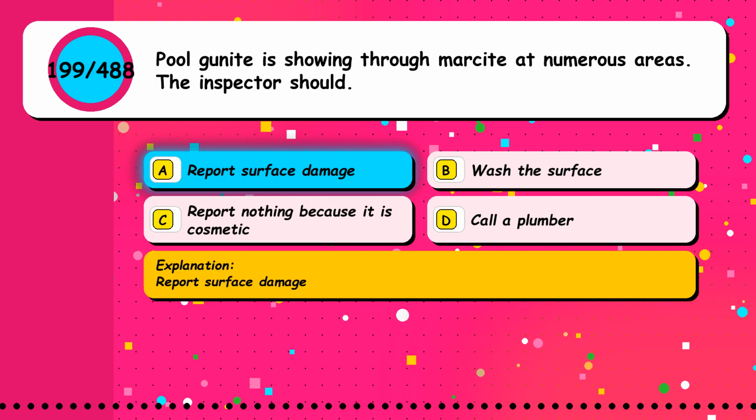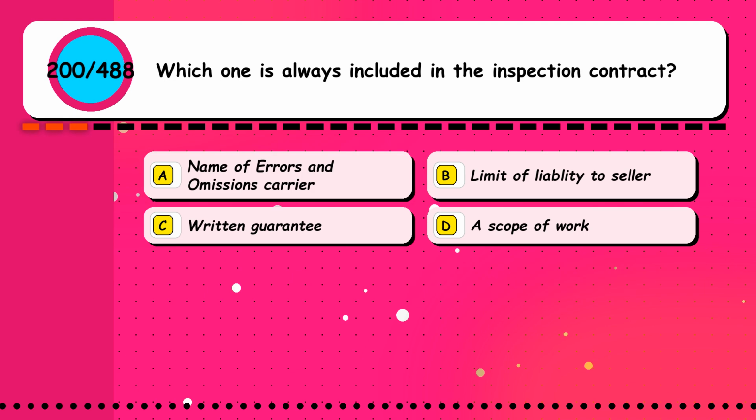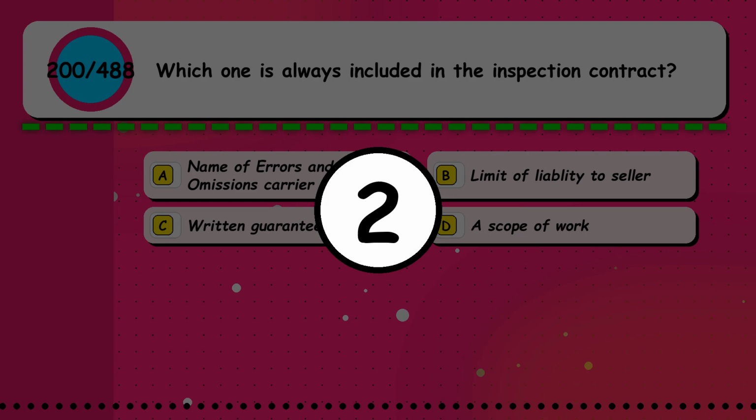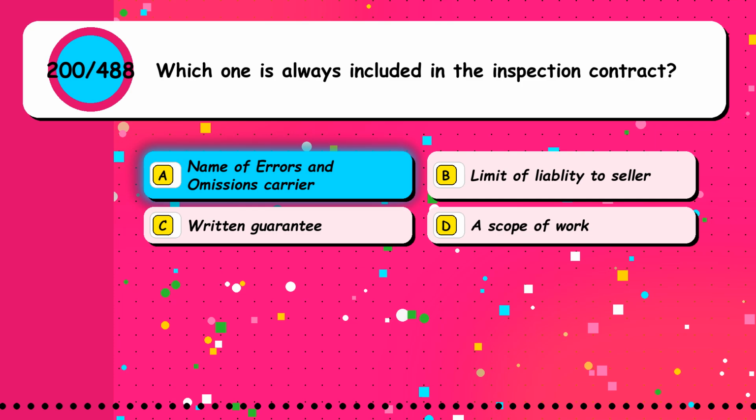Report surface damage. Question 200. Which one is always included in the inspection contract? Option A, name of errors and omissions carrier. Option B, limit of liability to seller. Option C, written guarantee. Option D, a scope of work. The correct answer is option A, name of errors and omissions carrier.